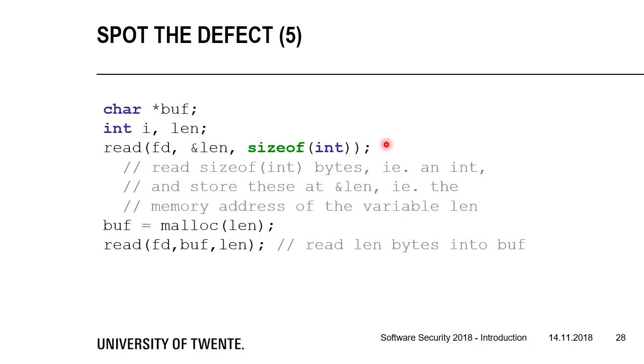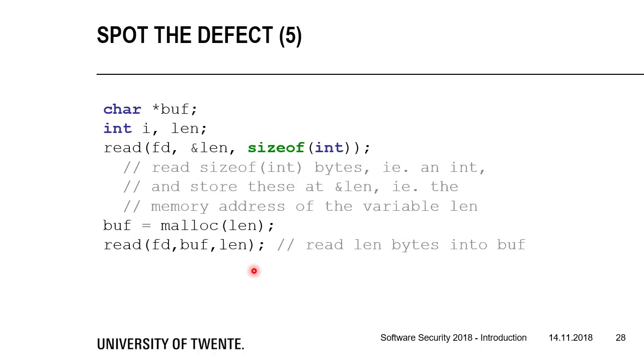You're allocating for the variable that has been read and not the size of an integer. So if you read 0, then you malloc 0 bytes, yes, but then we would also read 0 bytes from our file descriptor. So we read an integer here, then we allocate memory of size of that integer, and then we are trying to read so many bytes from that file descriptor.